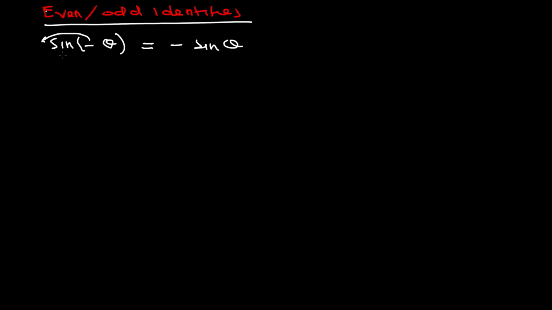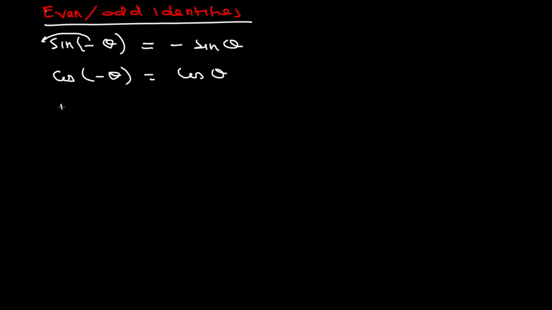What about cosine? Cosine is an even function. So cos of negative theta will give us cos theta. In addition to the two that I put in red, these are the next ones that you need to know. These you have to know.